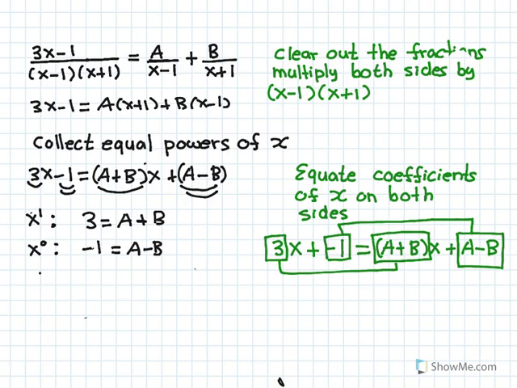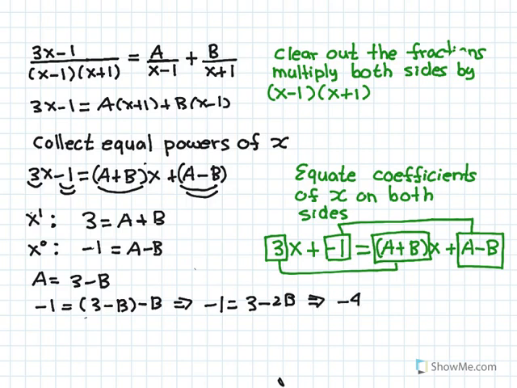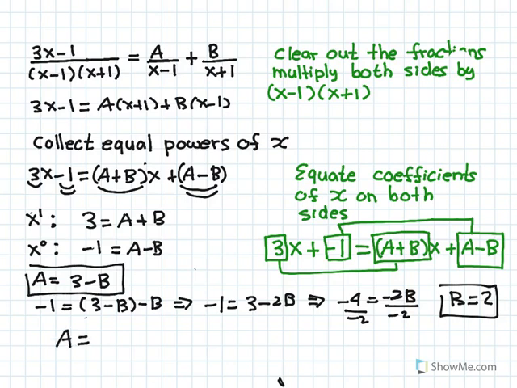Now from the first equation, we will solve for a. We get a is equal to 3 minus b, and plug this into the second equation. So we get negative 1 is equal to 3 minus b minus b, and we get negative 1 is equal to 3 minus 2b. Solving for b, we get minus 4 equals minus 2b, and dividing by minus 2, we get b is equal to 2. Let's go back to the expression we had for a. a is equal to 3 minus b, and we get a is equal to 3 minus 2, which is 1. So now we have a is equal to 1, b is equal to 2.